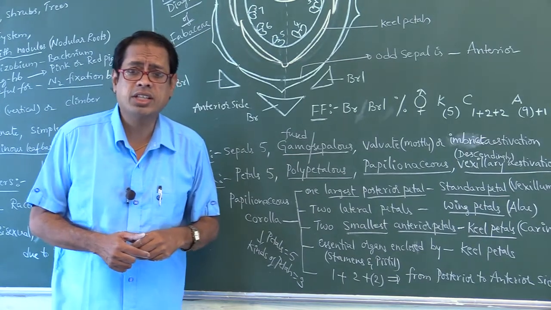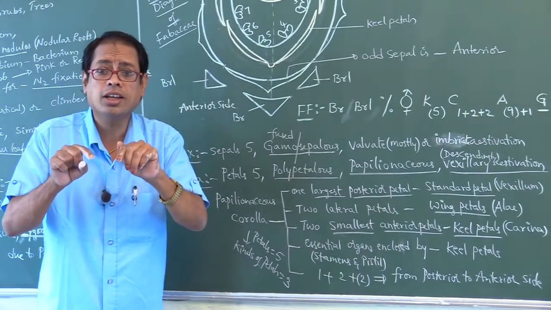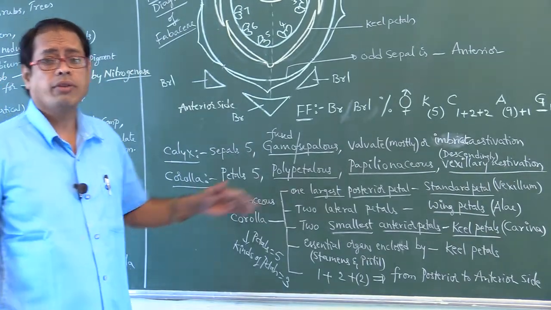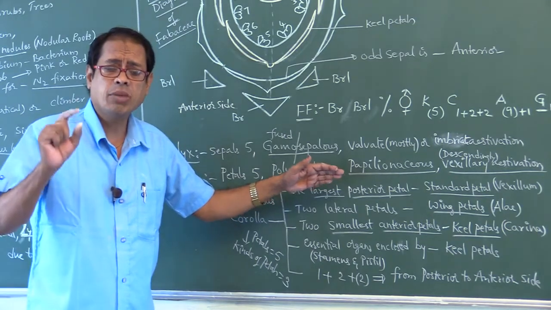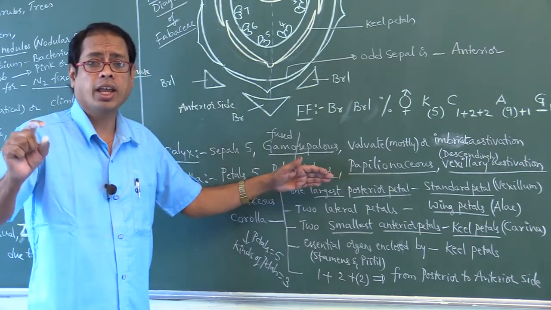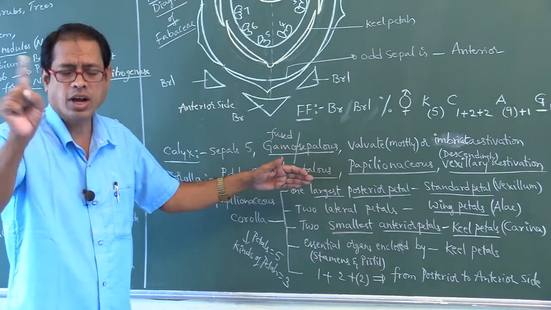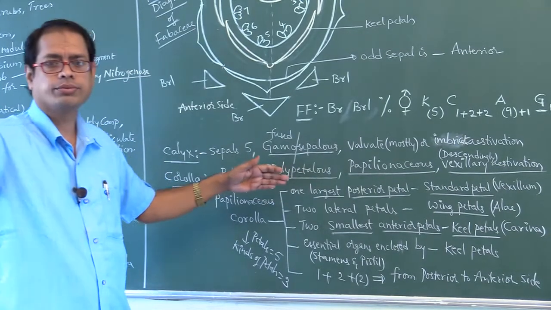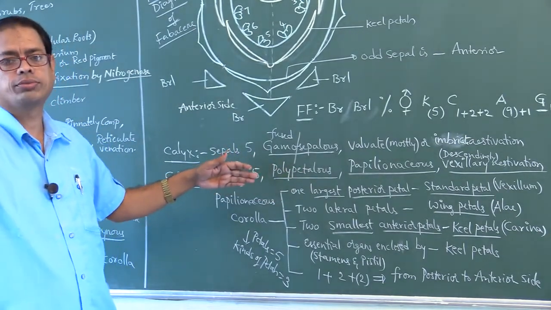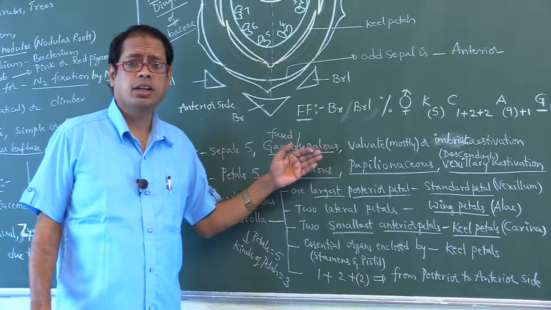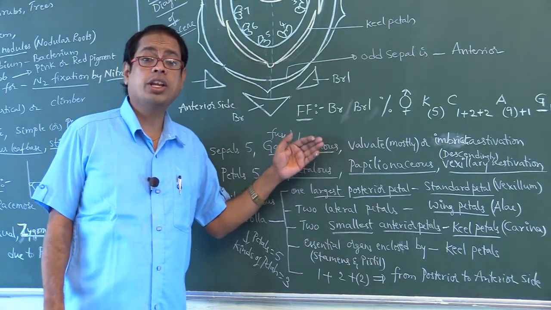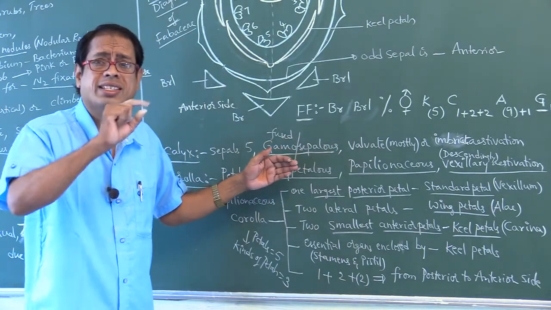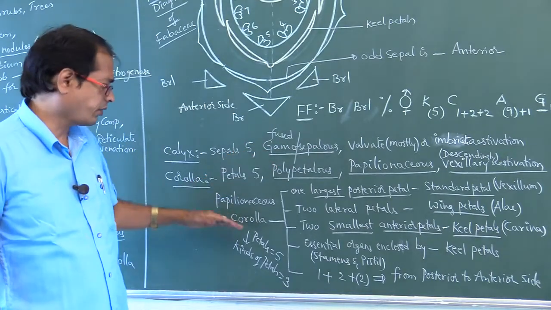Vexillary aestivation is exhibited by calyx or corolla? You have to say corolla only. Don't say sepals. Don't say calyx. So vexillary aestivation, or descending imbricate aestivation, shown by Fabaceae sepals: false. Shown by Fabaceae petals: true. Fabaceae corolla: true. So vexillary aestivation, or papilionaceous aestivation, is exhibited by petals. Don't say sepals. That is very, very important.